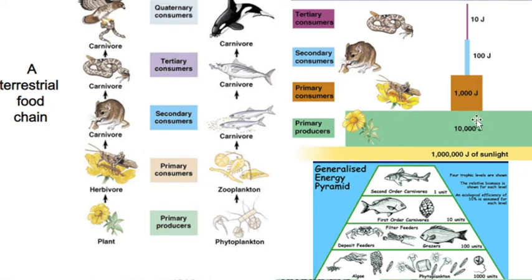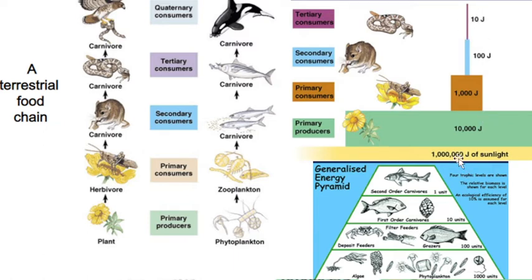From 10,000 joule, only 1,000 joule is passing to the next level, the primary consumer, known as the secondary trophic level. From 1000 joule, only 100 joule is passing to the next trophic level, the secondary consumer. Then from the secondary consumer the food goes to the tertiary consumer. How much energy is passing to the next level? For the tertiary consumer, only 10 joule.